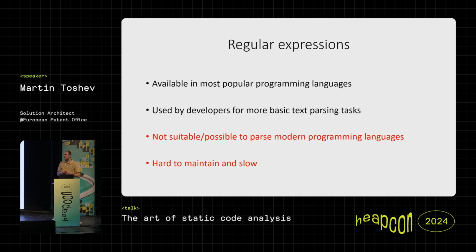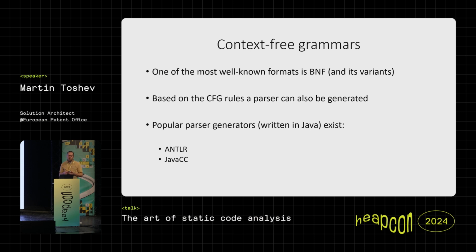So regular expressions are the first thing that you can try to use if you want to build your own parser, and they are available in most popular programming languages. However, they are really mostly used for basic text parsing tasks, not really to analyze programming languages. They are really not suitable to parse especially more complex structures available in the programming language. And not only that, they are in many cases hard to maintain and slow. So that's why one of the most well-known formats used to parse programming languages is the Backus-Naur form, as I mentioned.